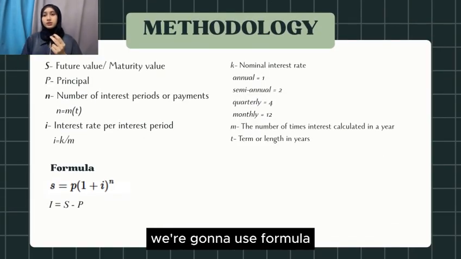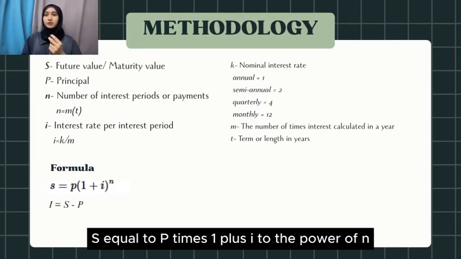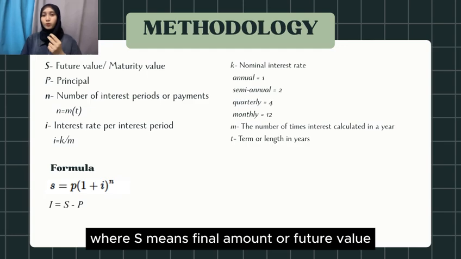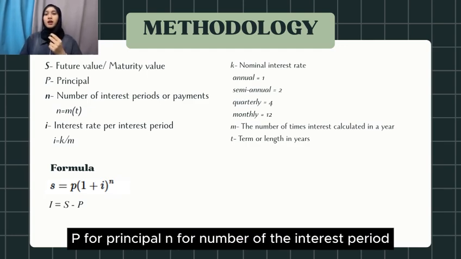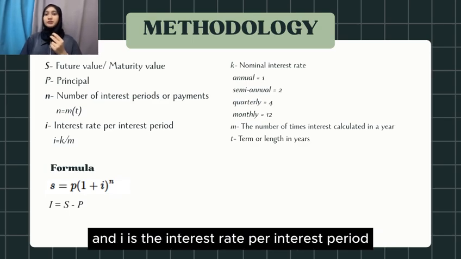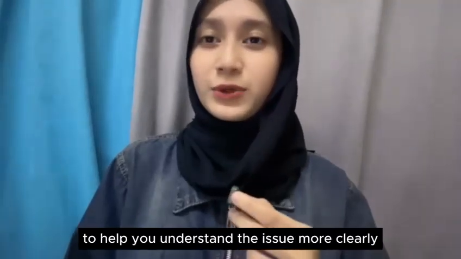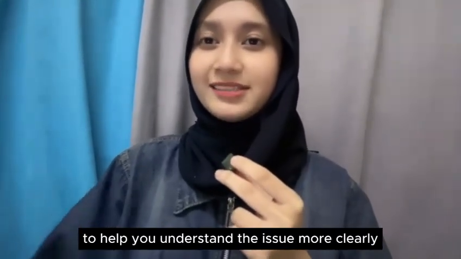So in this topic, we're going to use the formula S equals P times (1 plus i) to the power of n. And for another one, interest I equals S minus P, where S means final amount or future value, P is the principal, n is the number of interest periods, and i is the interest rate per interest period. Now let's look at some problem statements to help you understand the topic more clearly.